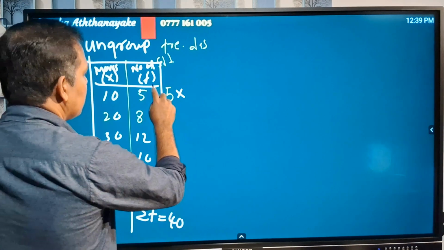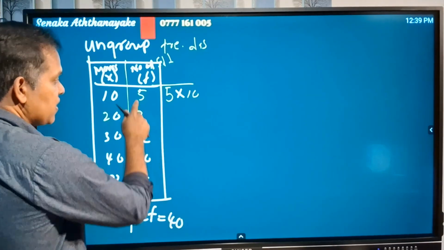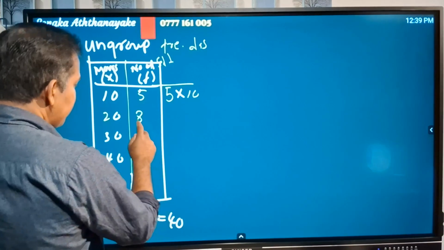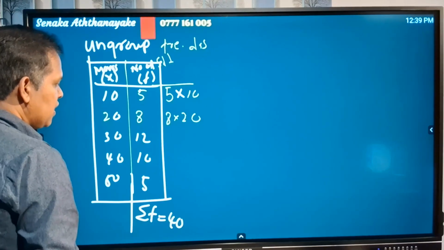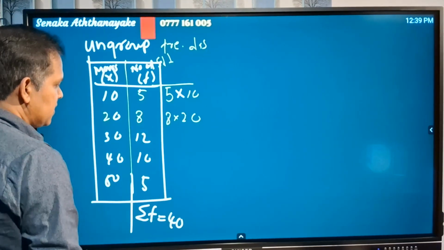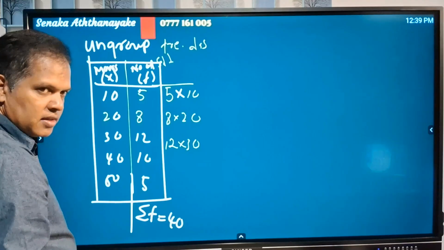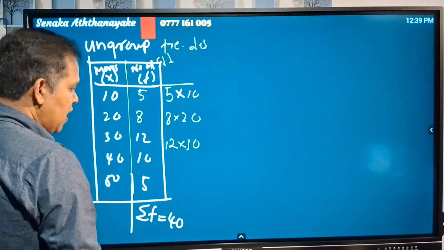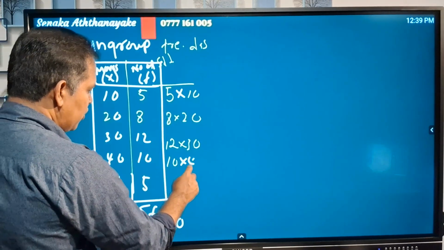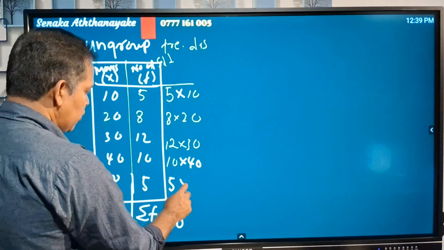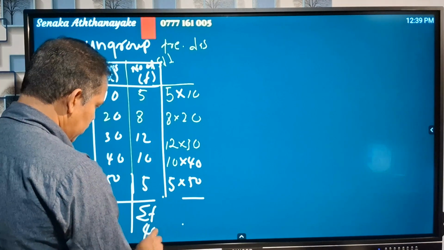I'll prepare another column, 5 into 10. Using this one you can take the sum of these 5 students' marks. After that 8 into 20. Then you can take the total marks of these 8 students. 12 into 30. Then using this one you can find what? Total marks of these 12 students. Next one 10 into 40. Now you can understand, 5 into 50. Very simple. This one, 40 now.